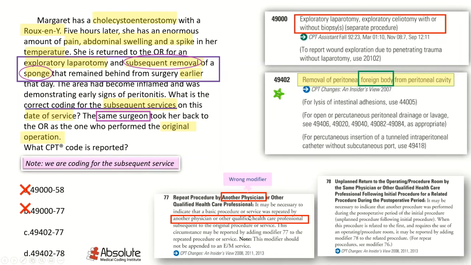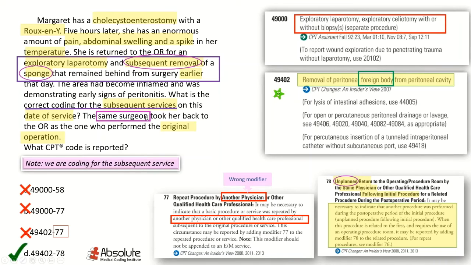This is the same surgeon. All right, so that one, oh, but unplanned, same physician following the initial procedure. This is unplanned, y'all. They didn't plan to go back in there. Who plans to leave a sponge? But it does happen. All right, so this is what necessitated the return: that sponge.